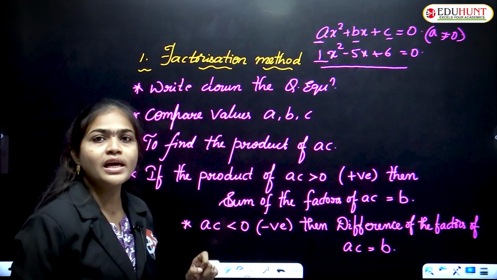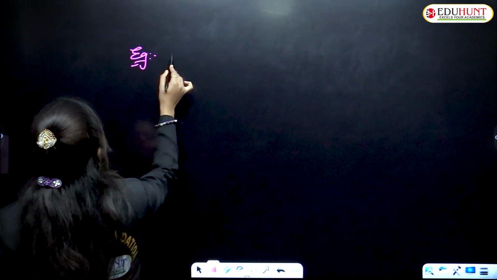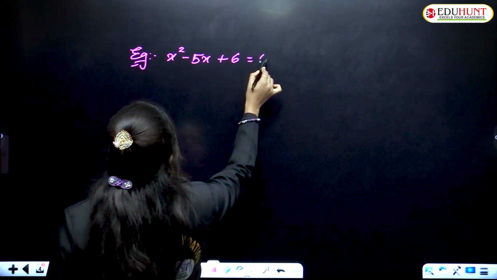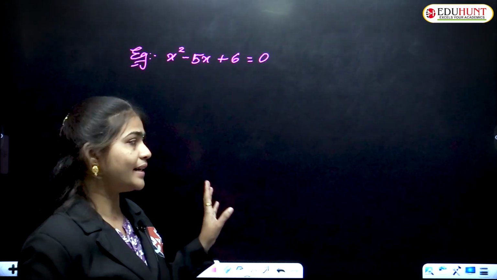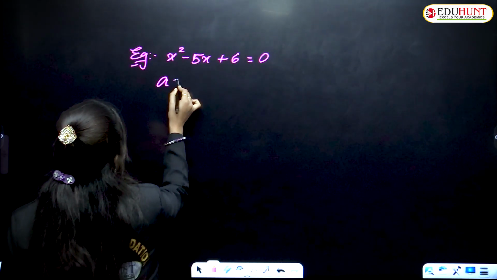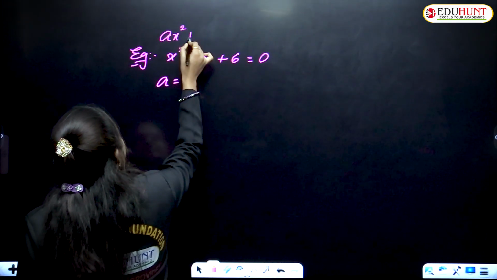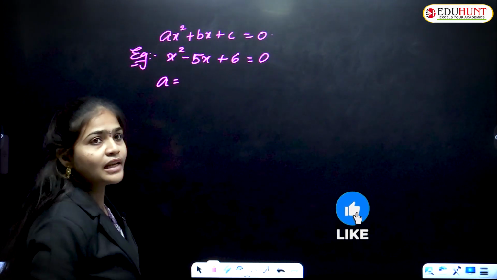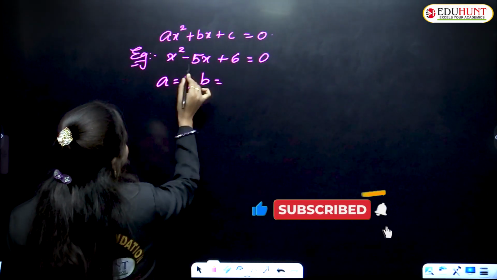What is that equation? x square minus 5x plus 6 is equal to 0. Example: x square minus 5x plus 6 is equal to 0. Clear? What is the first step? To write the given equation. Completed. Next, we have to take the A, B, C values. We should compare this with ax square plus bx plus c is equal to 0. So what is the value of A here? A is 1. B is equal to minus 5.